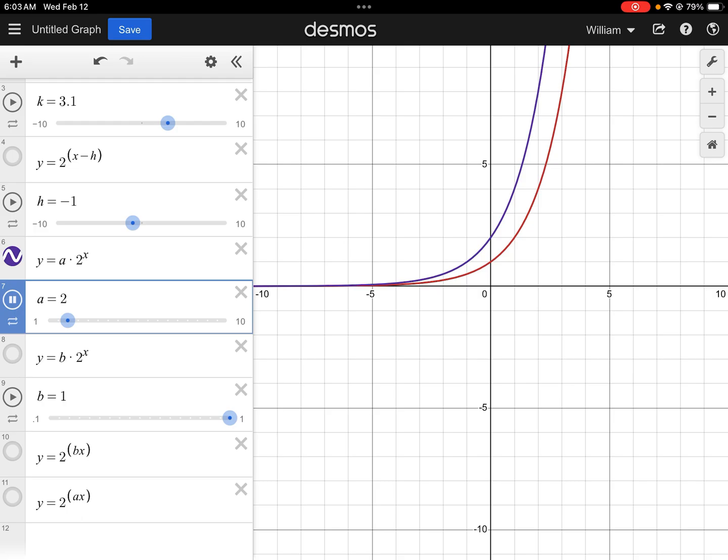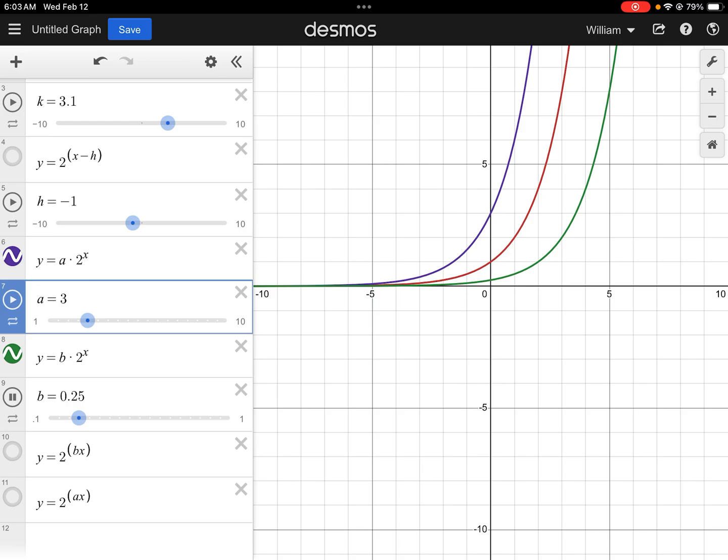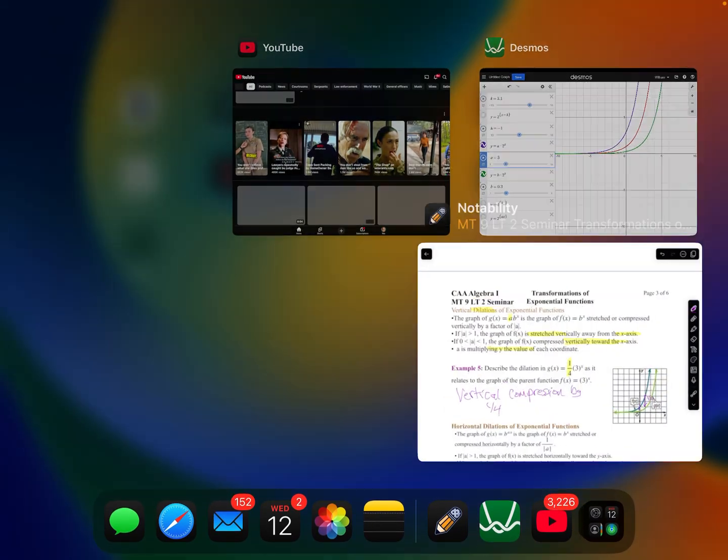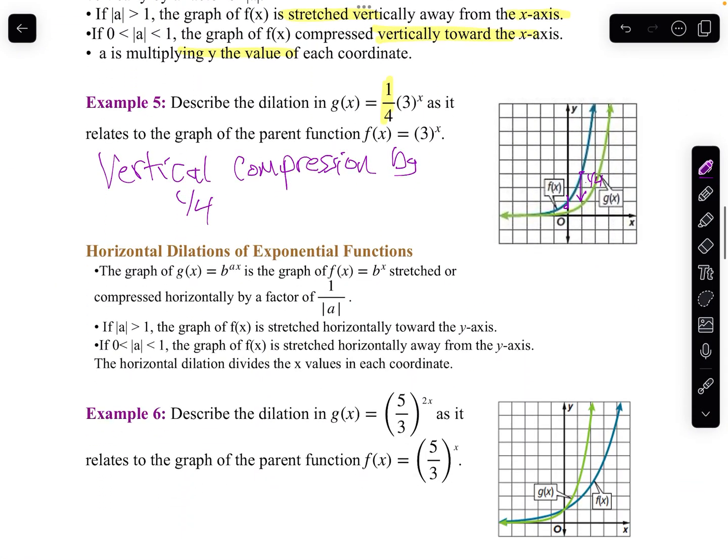Now, if I make my a value less than 1, notice as I multiply by something smaller, it gets shrunk or compressed towards the x-axis. So that's the key. Now it's just backwards if it's in the exponent.